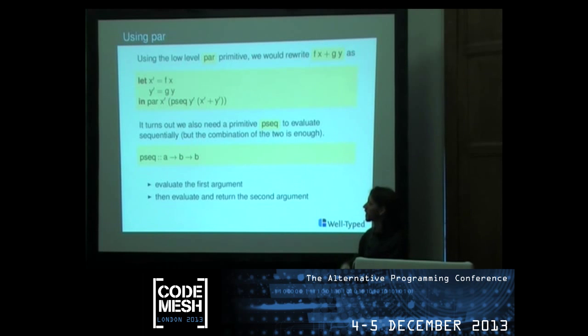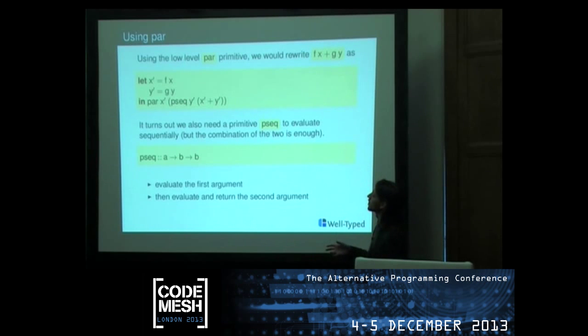So we say spark off the evaluation of f of x, and then in this core, now do the evaluation of g of y. And then we'll return the sum, right? And pseq is another one of these primitives and has a type that looks the same as par, but all it does is evaluate the first argument now and then evaluate the second argument and return that.